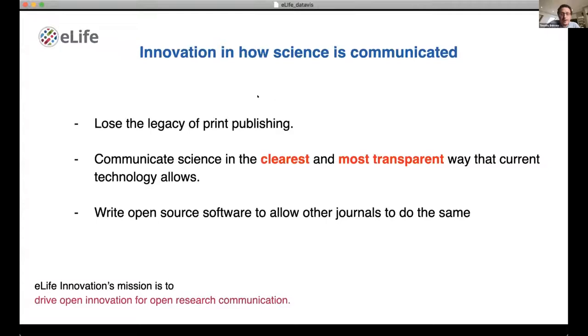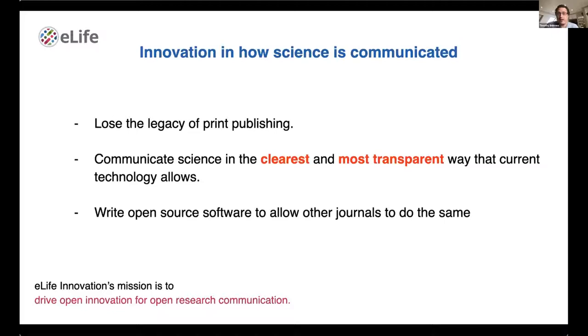So we don't just try to innovate in how the mechanisms of publishing work. We also are funded to innovate in how science is communicated. So much in the spirit of today's talks, we can lose the legacy of print publishing. We can try to make new ways of sharing our data, our work, which can communicate the science in the clearest and most transparent way that current technology allows. And critically, not only do we do that for ourselves, but we also try to write open source software that makes it easy for other journals to borrow this approach. And so we're trying to change how science publishing works broadly, not just within eLife.